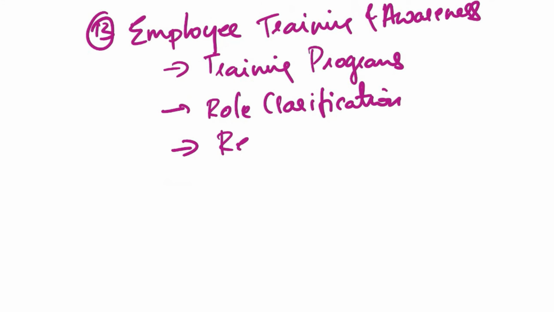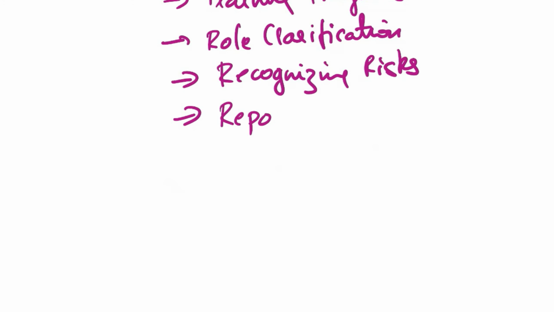Next, recognizing risks. Train employees to recognize signs of potential risks or issues related to third parties. This could involve indicators of cybersecurity vulnerabilities, compliance concerns, or any other red flags that might pose a threat to the organization. Next, establish clear reporting mechanisms for employees to escalate concerns or incidents related to third party risks.